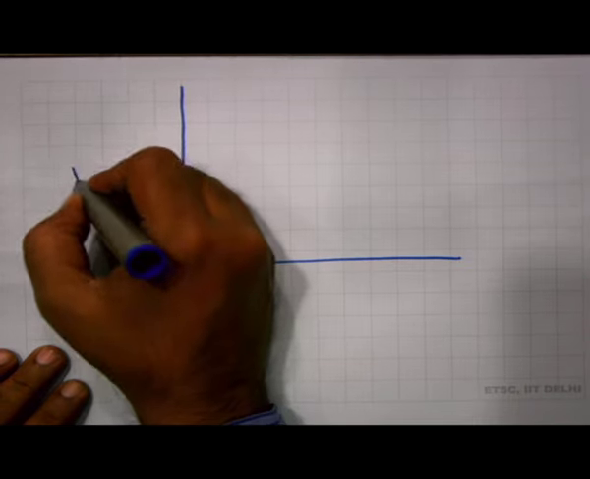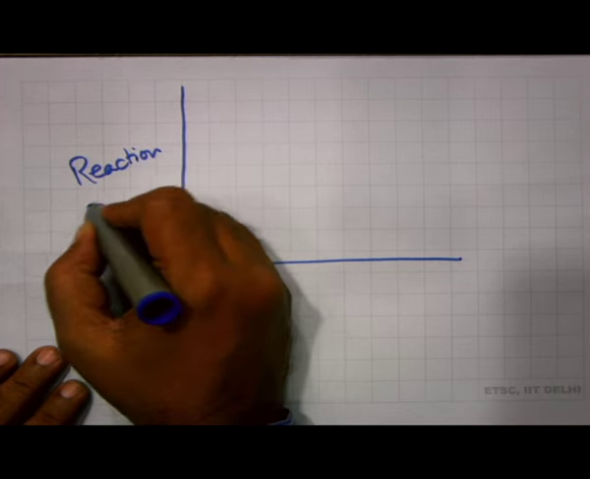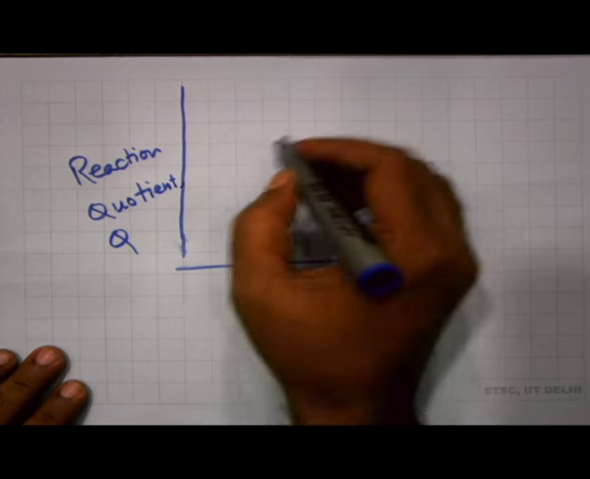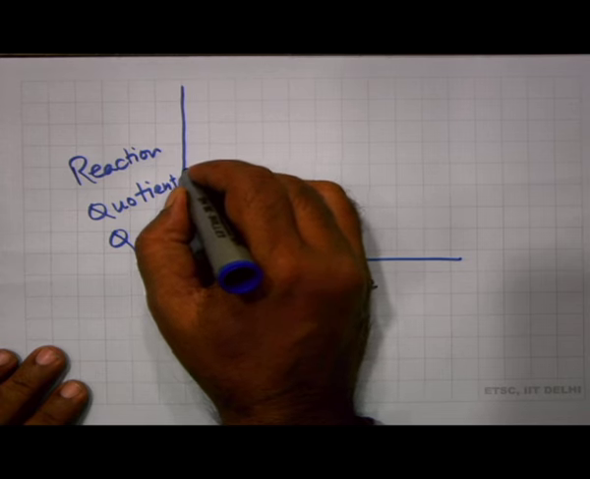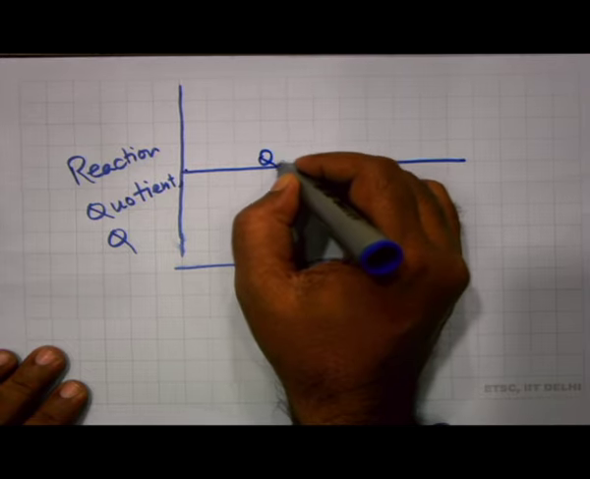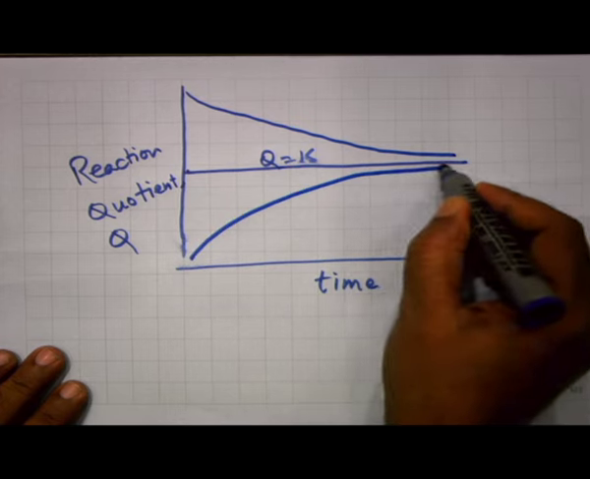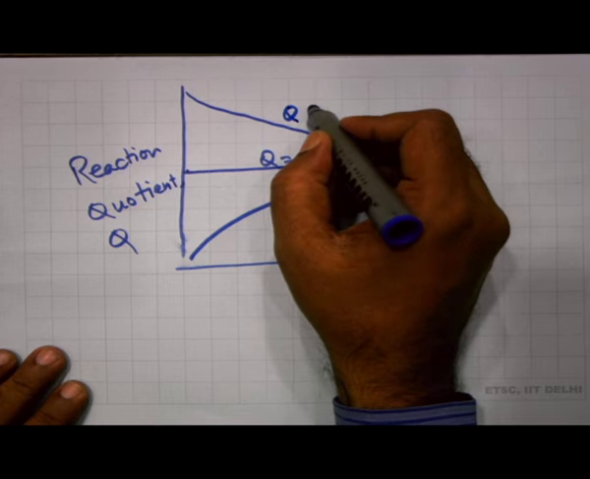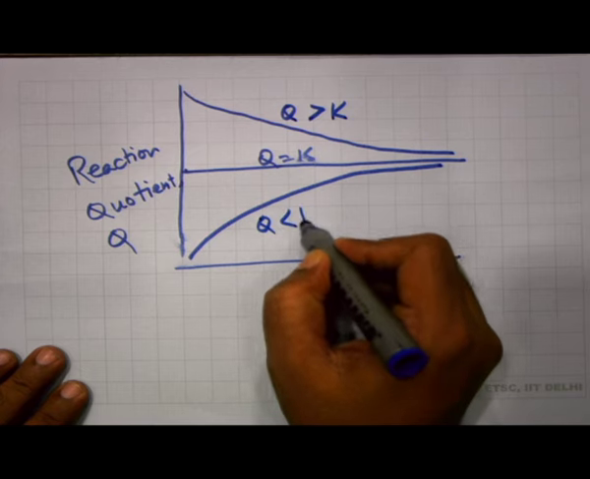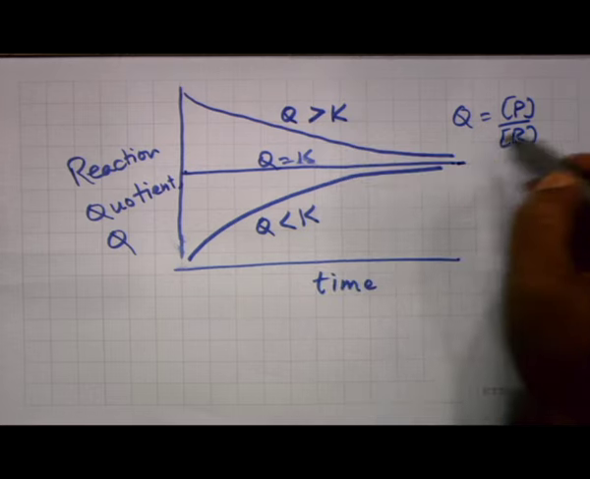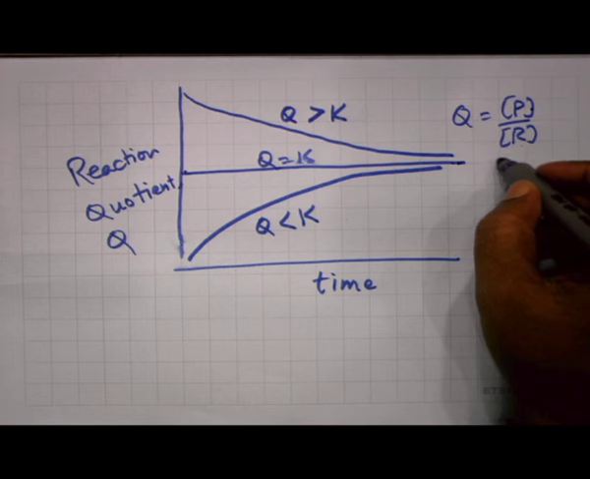So, if I plot reaction quotient Q with time, you get this kind of curve. This is for Q greater than K and this is for Q less than K. Q is your product by reactant. So, Q is decreasing, what does that mean? Product is converting into reactant. So, the reverse reaction is taking place.